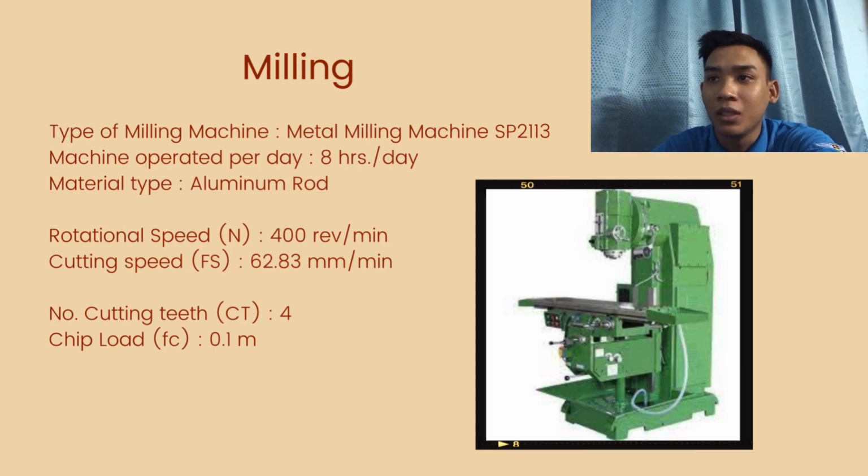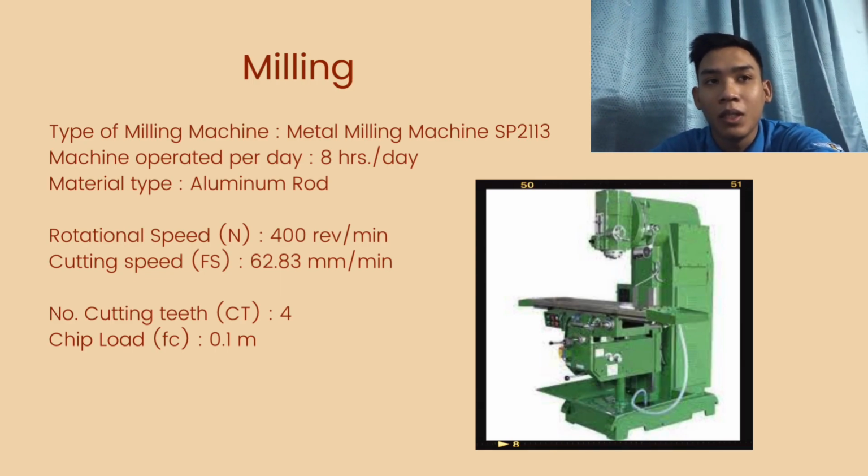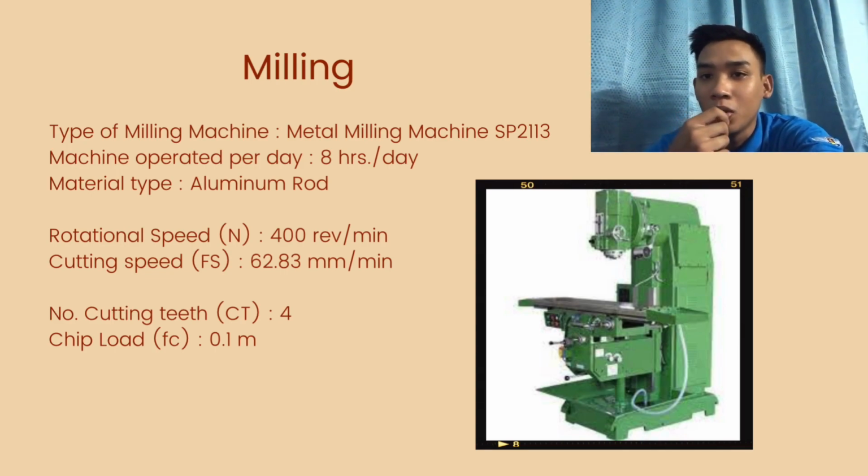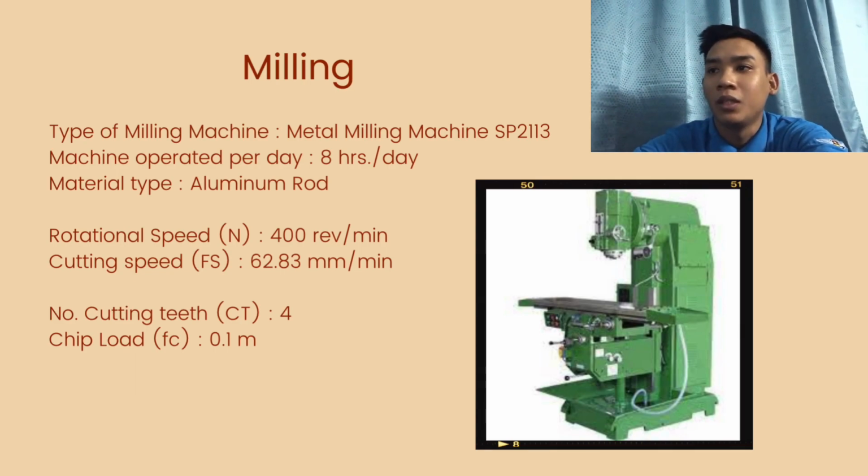Next, our product is milling. The type of milling machine is a metal milling machine SP2113, and the machine operates 8 hours per day. The material we use is aluminium rod, the rotation speed is 400 revolutions per minute, and our cutting speed is 62.83 mm per minute. The number of cutting teeth is 4, and the chip load is 0.1 mm.